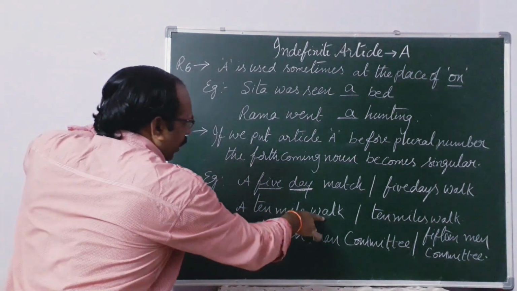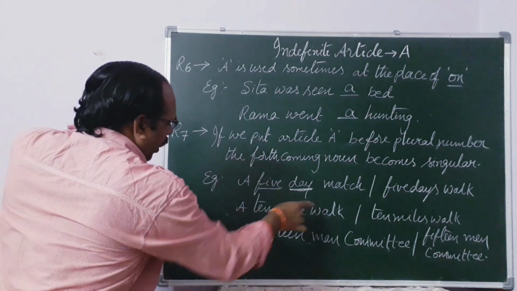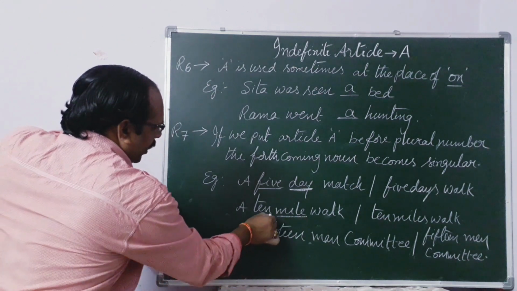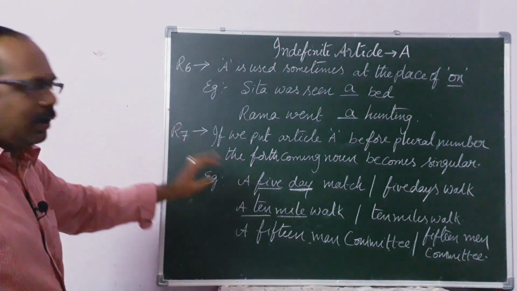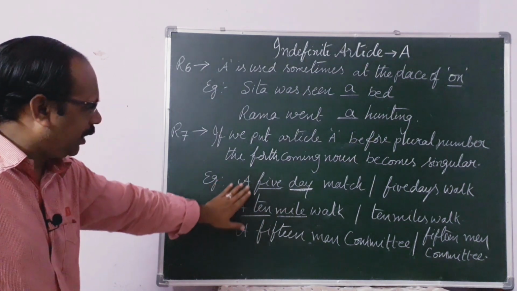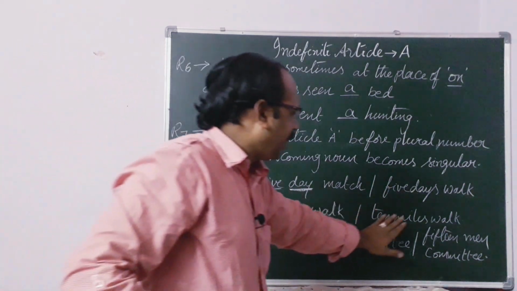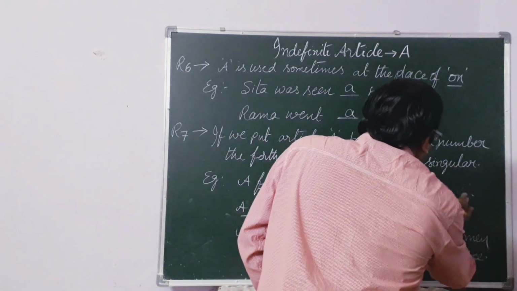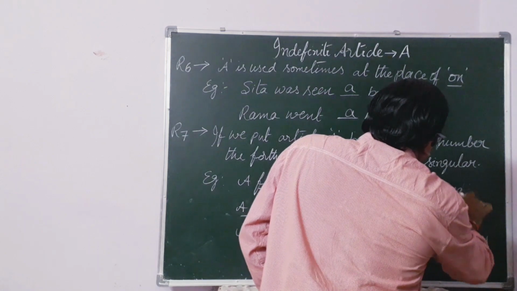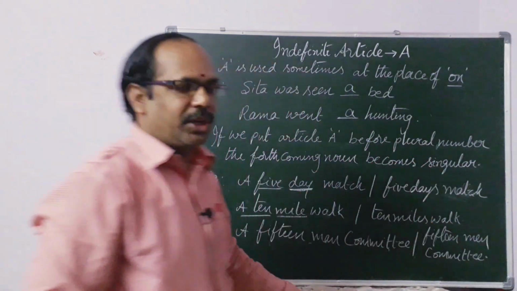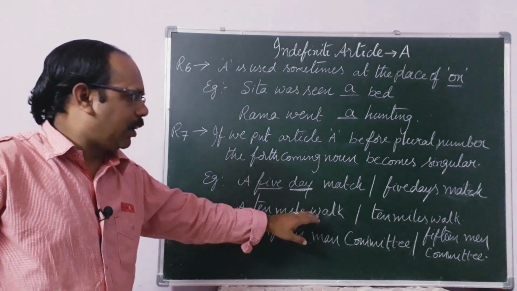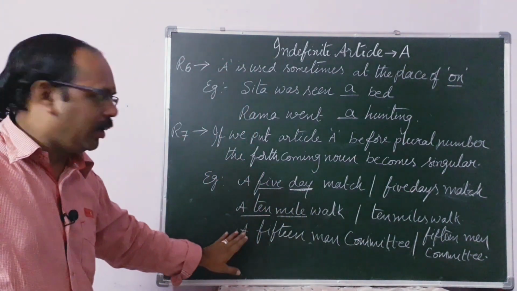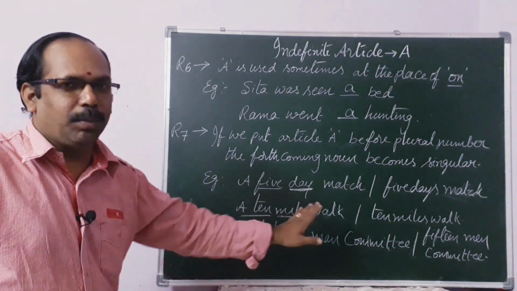A 10-mile walk. Here mile is the noun and a 10, singular. Otherwise, if you delete a, it becomes 10 miles walk. So 5 days match, and a 10-mile walk or 10 miles walk, we can say both are right. If we use a, we should not write plural. Otherwise, we can write plural noun.